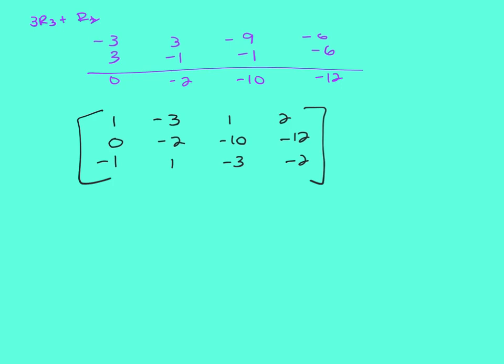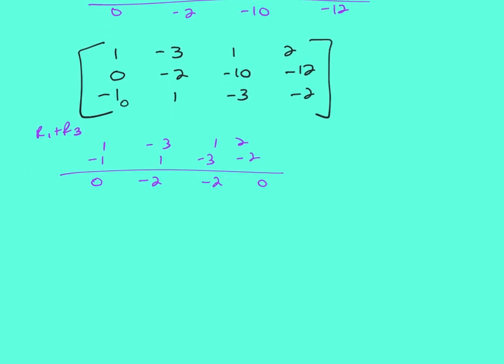All right, now I want a 0 here where that negative 1 is. So how can I get that? So 1, negative 3, 1, 2, negative 1, 1, negative 3, negative 2, 0, negative 2, negative 2, 0. And replace row 3 with that.